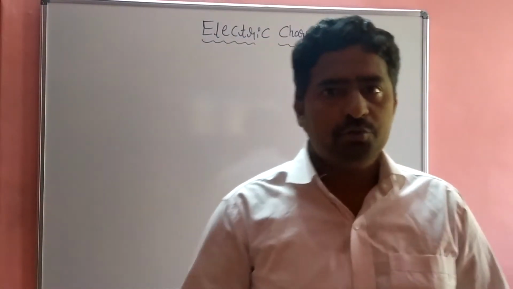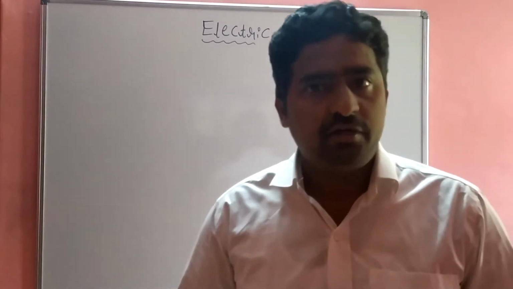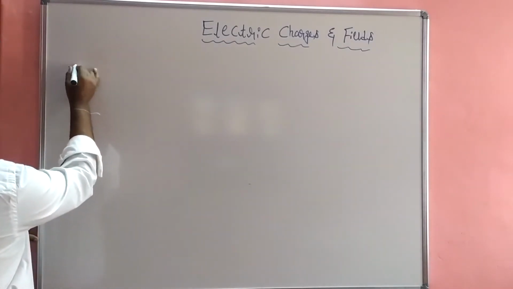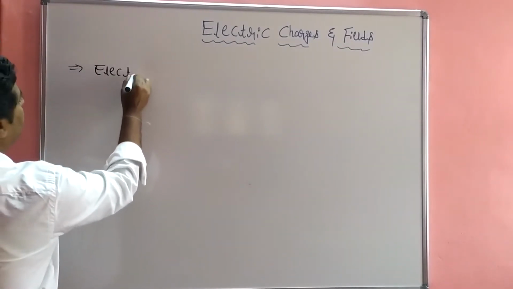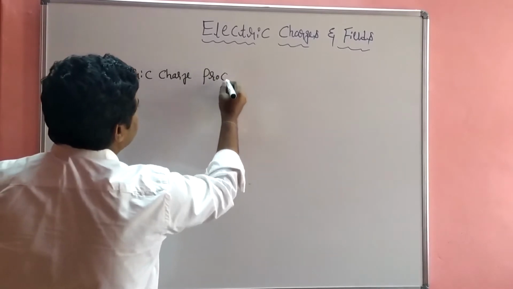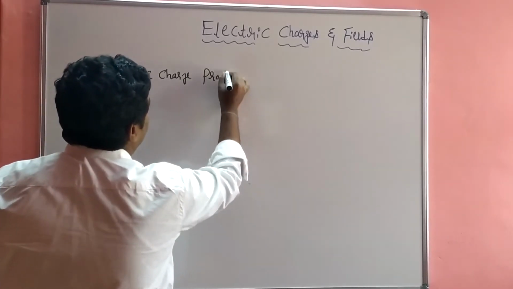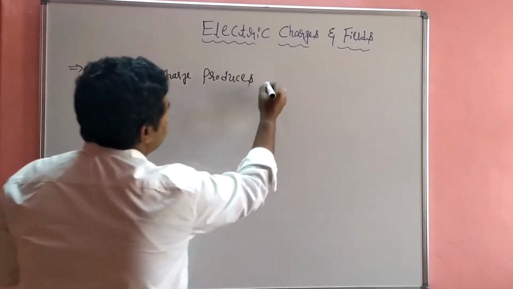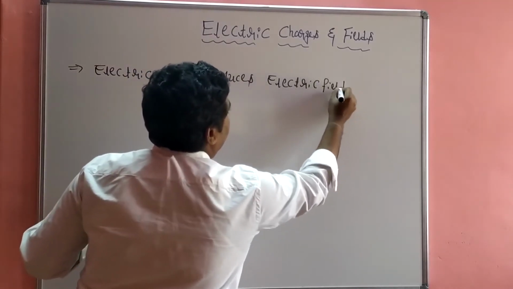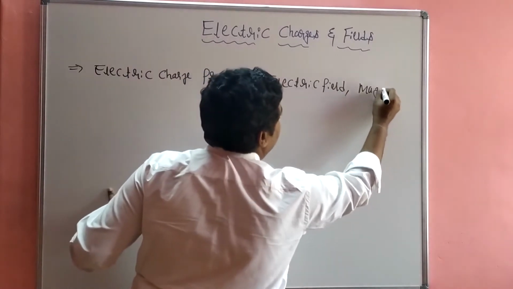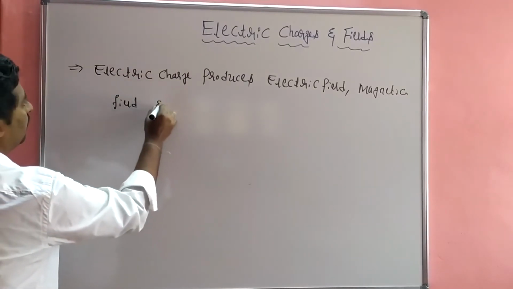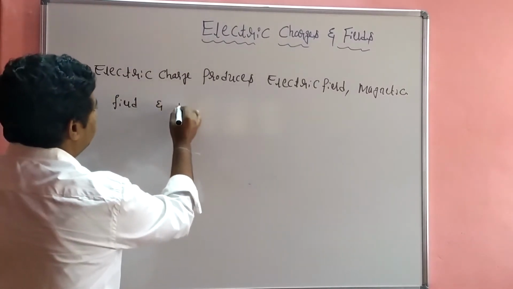An electric charge produces an electric field, a magnetic field, and also radiates energy. So the electric charge produces electric field, magnetic field and also radiates the energy.